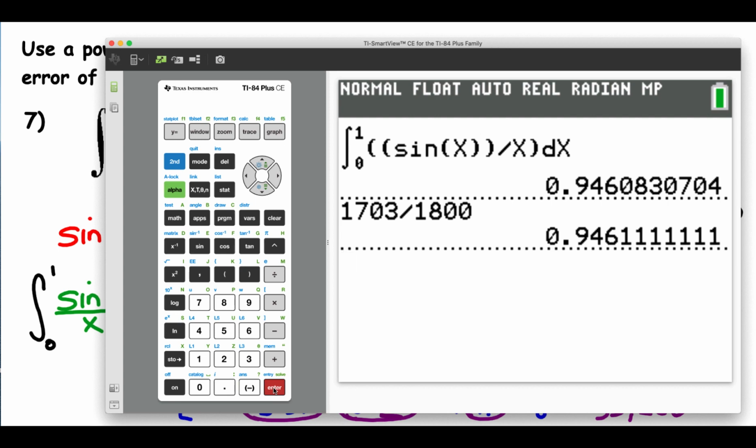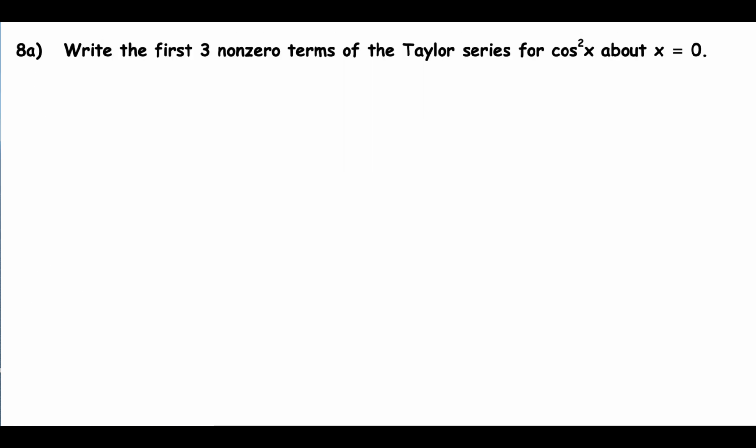All right, number 8 will be the last one. It's a free response style question, so it's going to come in 3 parts, A, B, and C. 8A wants us to write the first 3 non-zero terms of the Taylor series for cosine squared of x about x equals 0. Okay, so this is going to be Maclaurin. We don't have anything memorized for cosine squared. We do have the memorized formula for cosine. So we're going to have to derive it.